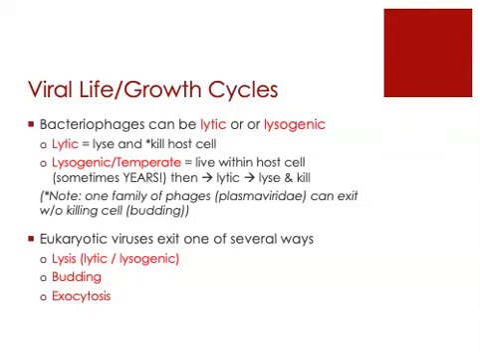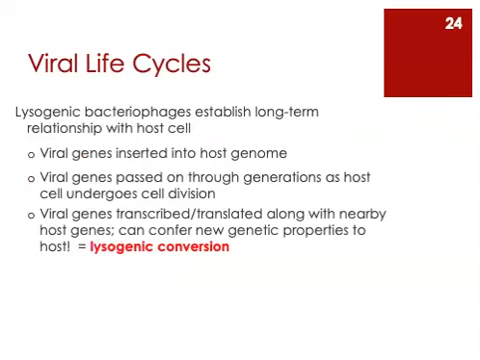Sometimes eukaryotic viruses actually use a host cell process called exocytosis to leave the host cell. And again, that doesn't kill the host cell. So eukaryotic viruses, they have a wider range of life cycle varieties, if you will. They are more complex in the processes that they use. We're not going to focus on eukaryotic viruses as we discuss life cycles. We're going to stay focused on bacteriophages as we discuss these life cycles.